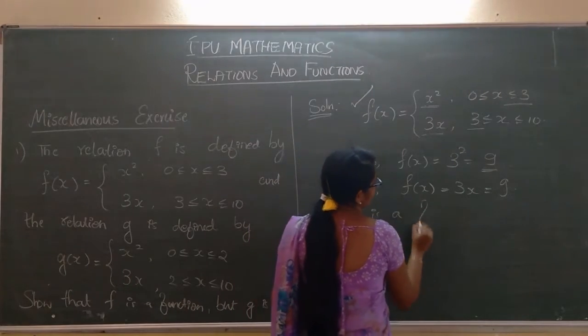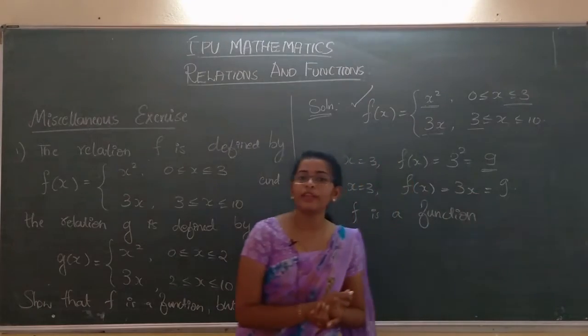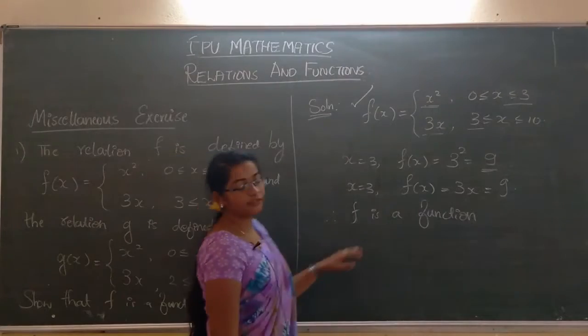f is a function. Why? Because every element of the domain gives one and only one image. So we get that f is a function.